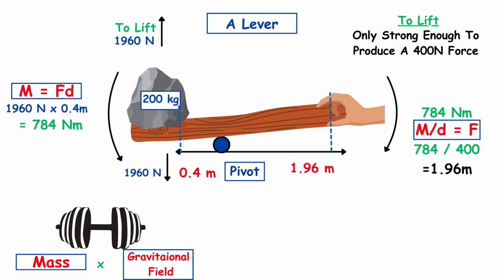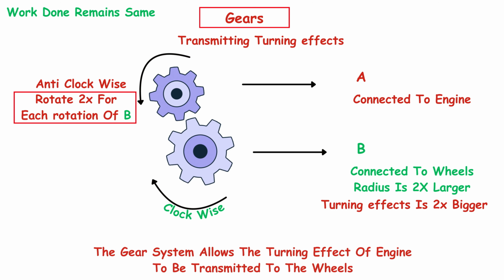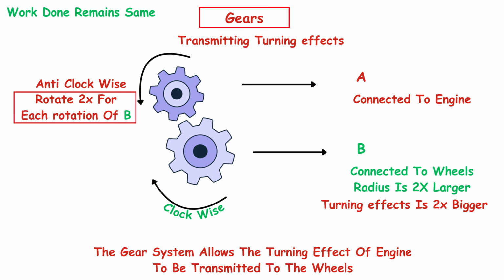Let's assume the person pushing the lever is only capable of applying a force of 400 newtons. We then need to calculate how far from the pivot that person must push in order to generate the necessary moment. To find this required distance, we rearrange our original equation so that distance equals moment divided by force. Plugging in our values, we divide 784 by 400, which gives us 1.96 meters. This means that as long as the person applies their force at a distance greater than 1.96 meters from the pivot, they will be able to lift the rock, even though their applied force is significantly smaller than the rock's weight.